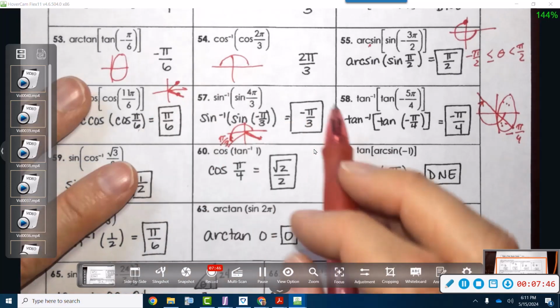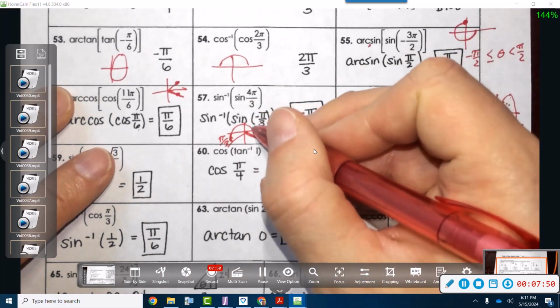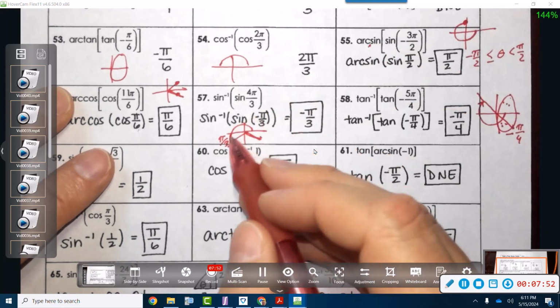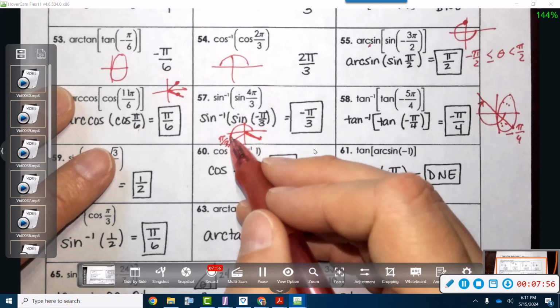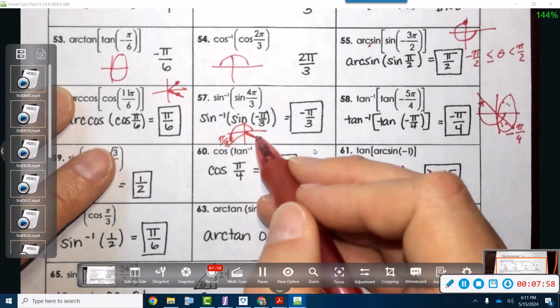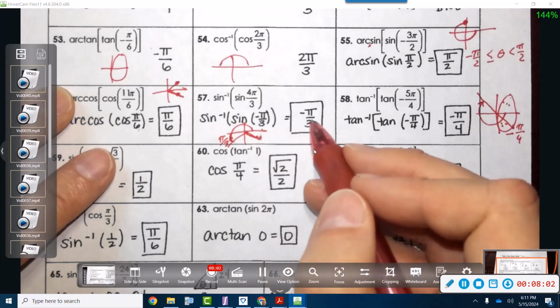Okay. This one's 4 pi over 3. It's in the wrong location. 4 pi over 3 would take us all the way over here. Here, that is a negative sign, but we need to put it in this quadrant, so it will just be recognized as negative pi over 3.